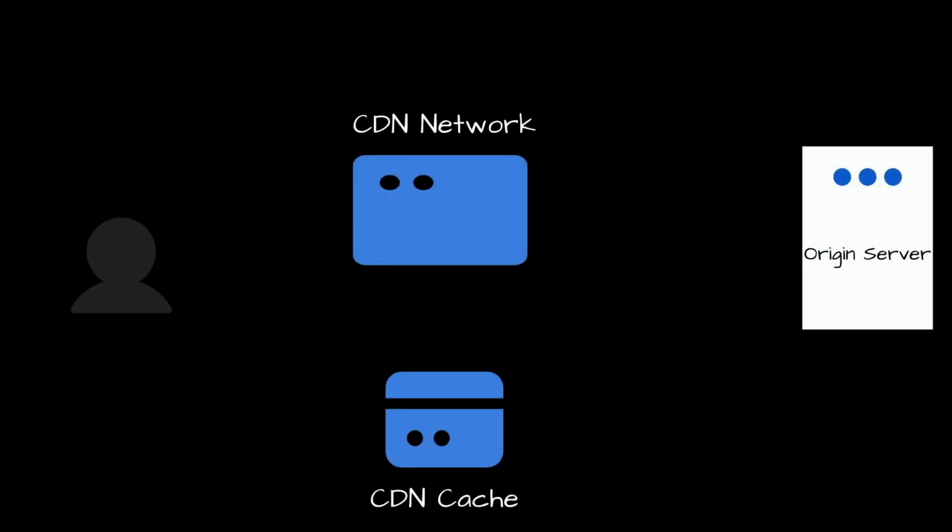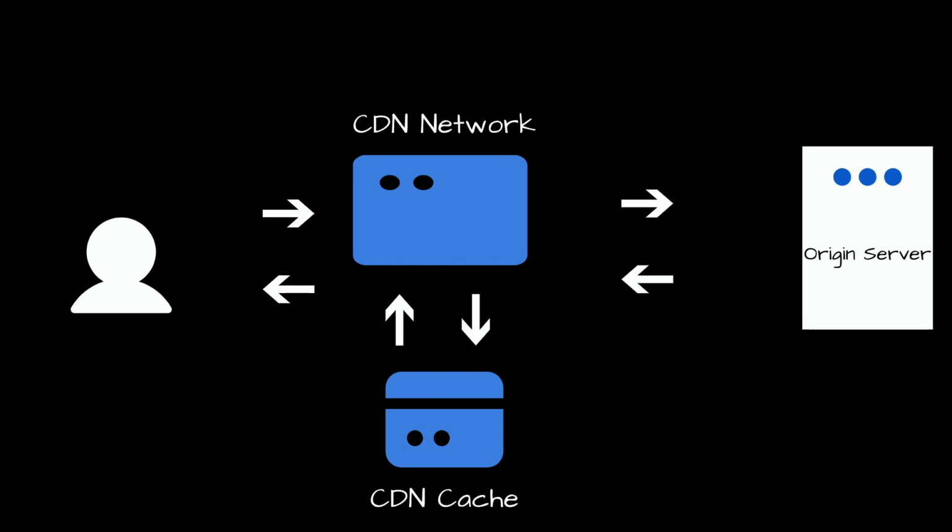CDN is a distributed network that accelerates your web and video content through a cache server. CDN helps to reduce load on the actual server and improves latency. It helps in scaling when the number of users increases drastically.